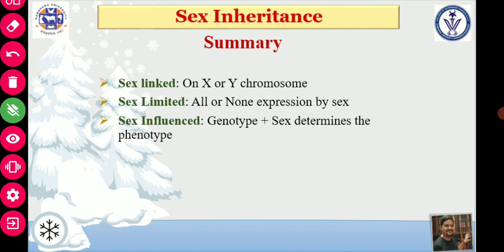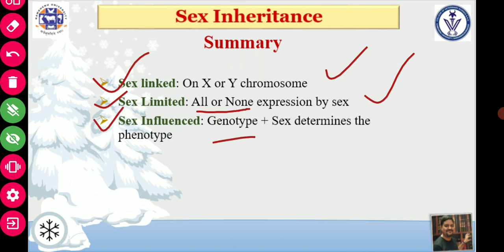So in summary, you can say that in sex linked inheritance, the genes will be present either on X chromosome or Y chromosome. Whereas in case of sex limited trait, the trait will be expressed either all or none. Either it will be present in a sex or it will not be present in a sex. And the genes will be present on both the autosome and heterosome, autosome or allosome, autosome or sex chromosome. In sex influenced trait, the genotype plus sex of the bearer will determine the phenotype.